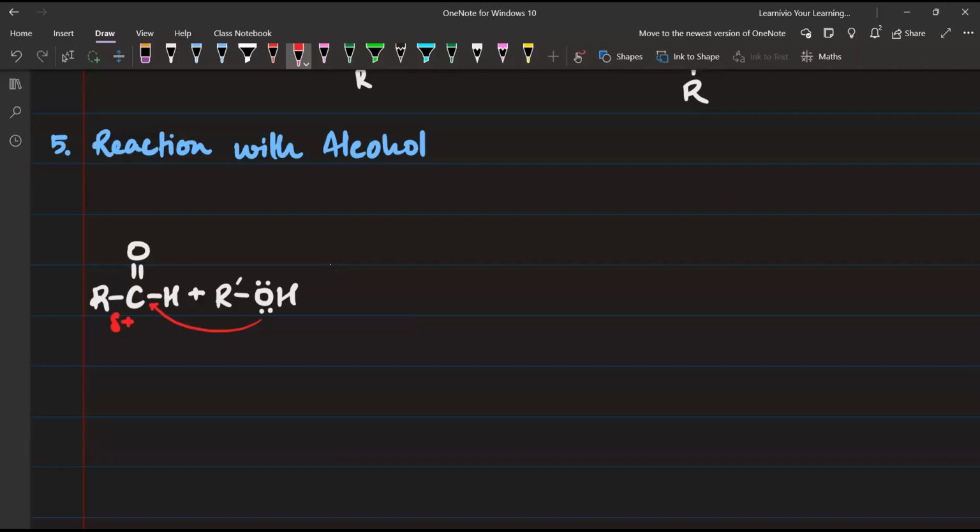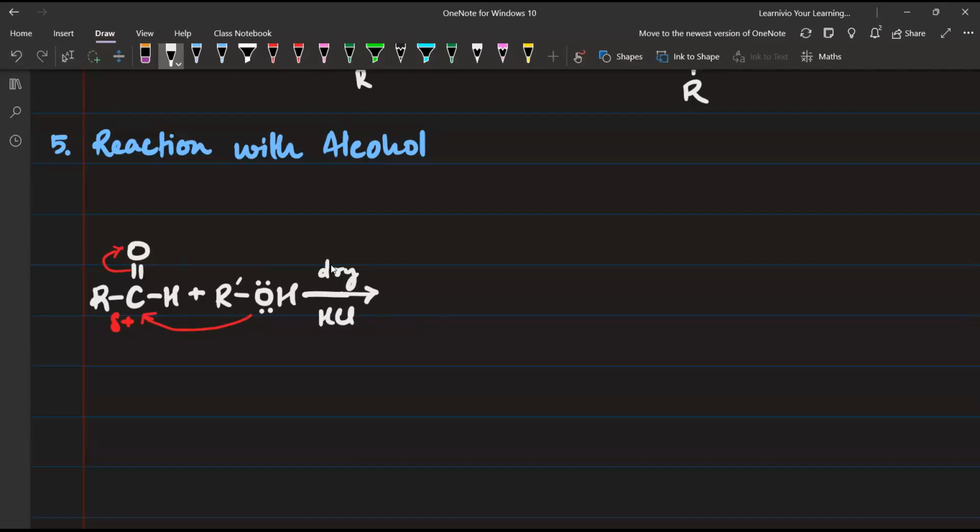Now, as soon as it attacks, you can understand that this oxygen is trying to make a bond with carbon, but our carbon atom already has 4 bonds, so it will break the weakest bond, that is the pi bond, and we will get the next molecule. By the way, this particular reaction occurs in the presence of dry HCl.